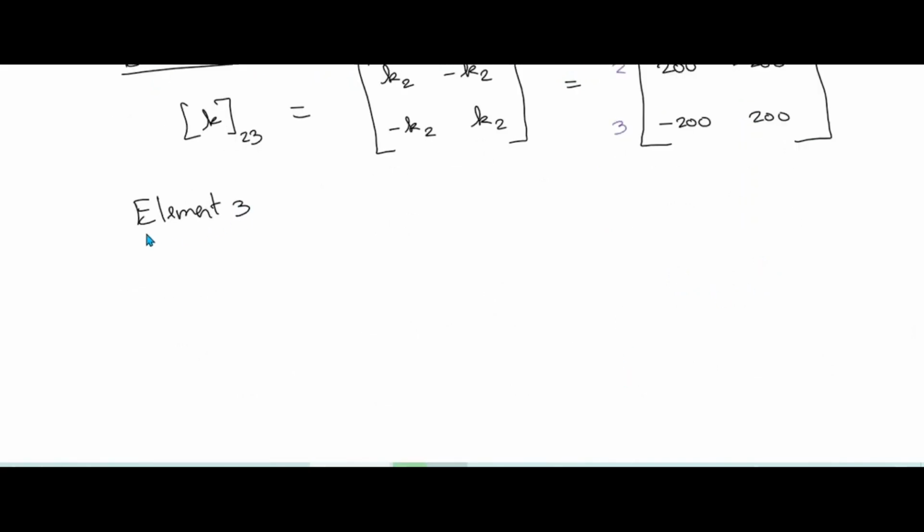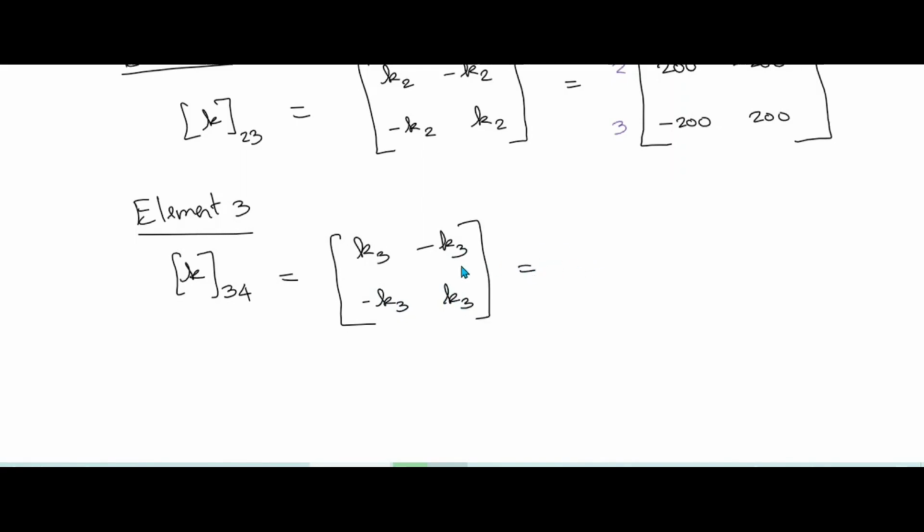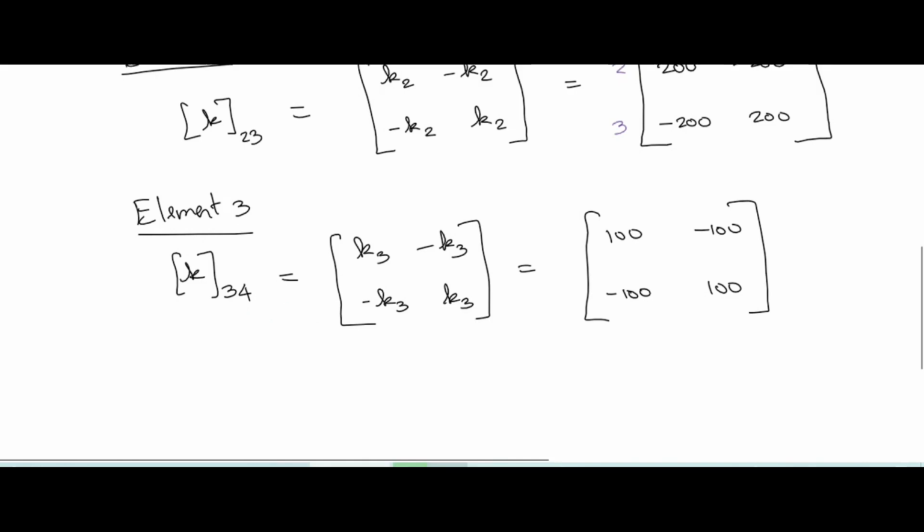For element 3, again your K is connecting nodal point 3 and 4, and the formula will be K3, minus K3, minus K3 and K3. Since K3 and K1 both are 100, this will be 100, minus 100, minus 100 and 100. And this is connecting nodal point 3 and 4. So we will consider this as 3, 4 and this also 3 and 4.